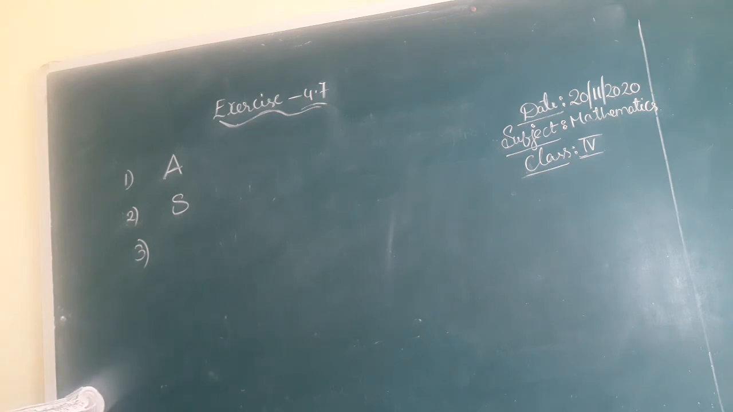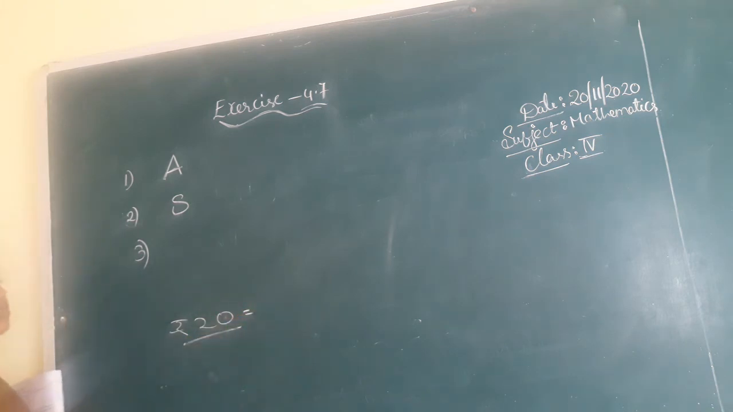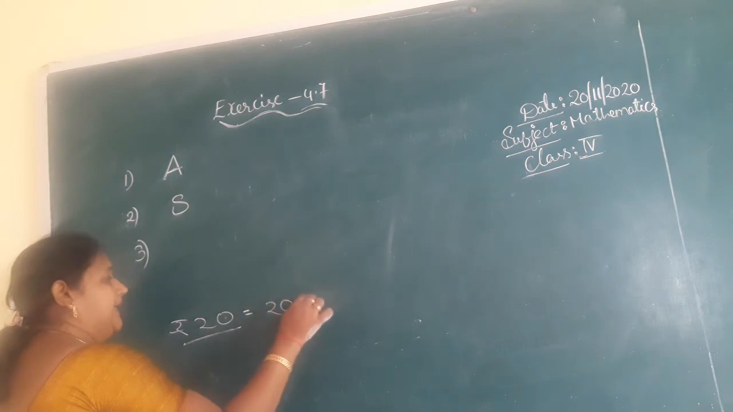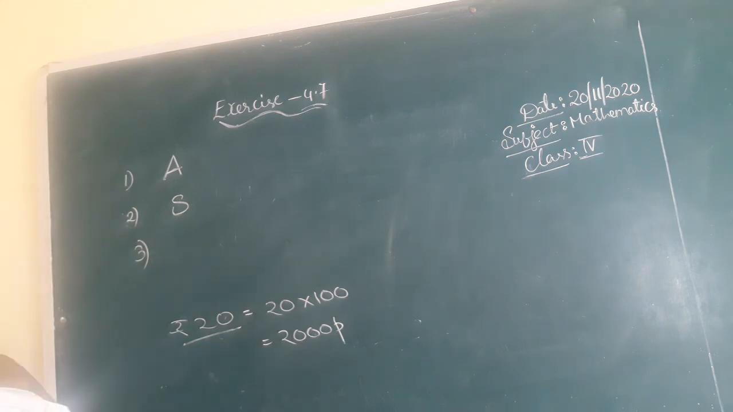I have 20 rupees in my purse. How many paisa do I have? How many paisa are there in these rupees? 1 rupee contains 100 paisa. Yes? 20 into 100. What is 20 into 100? 2000 paisa.